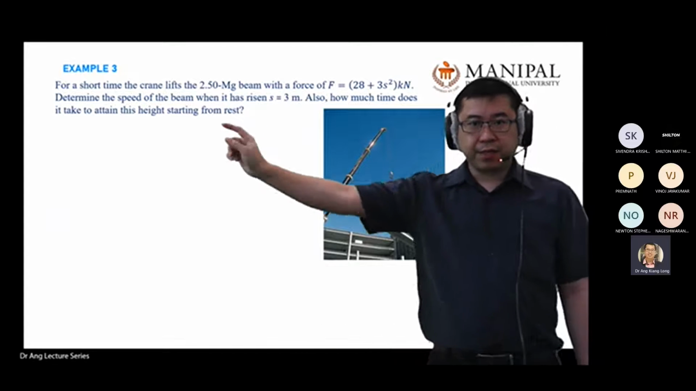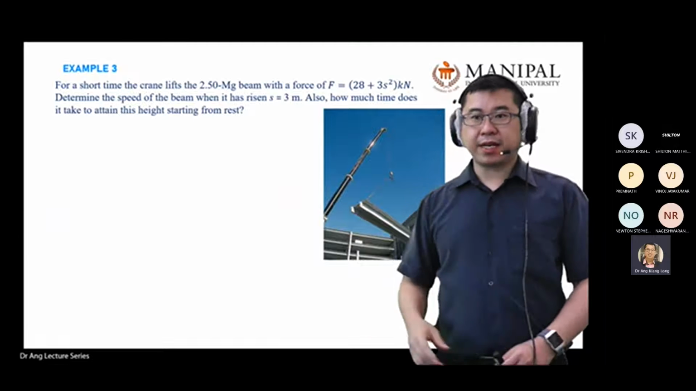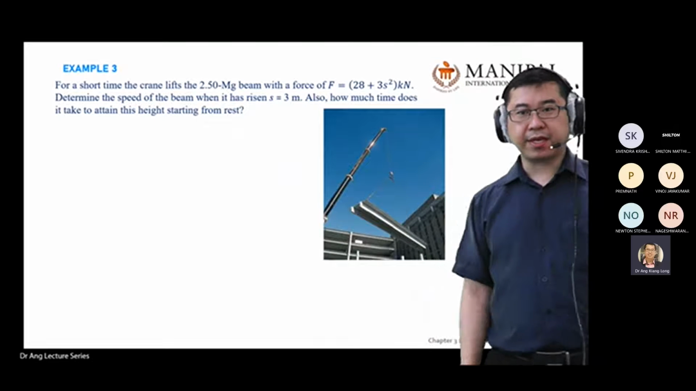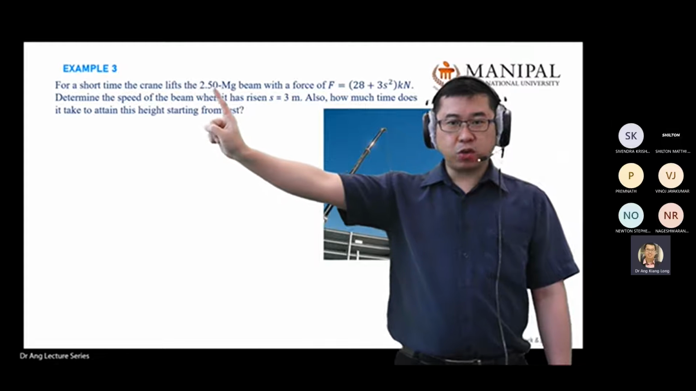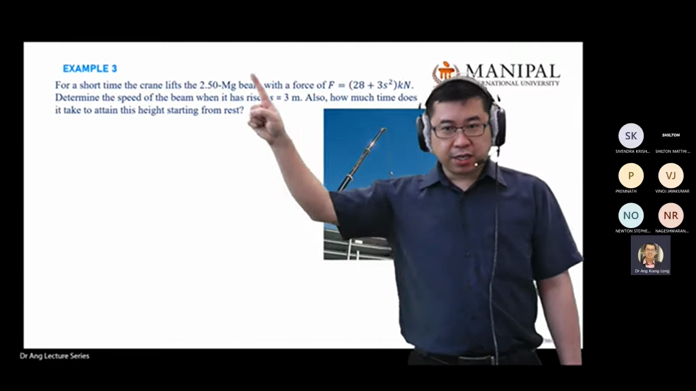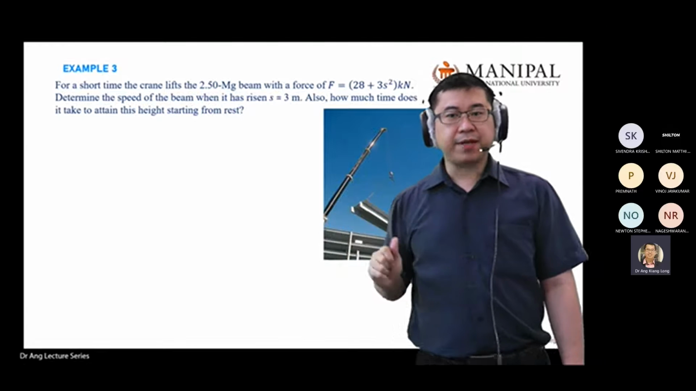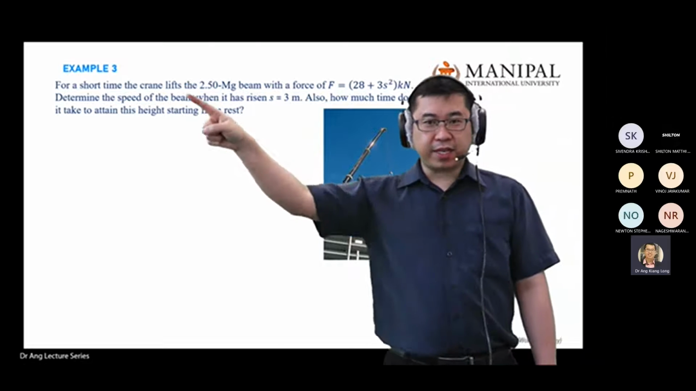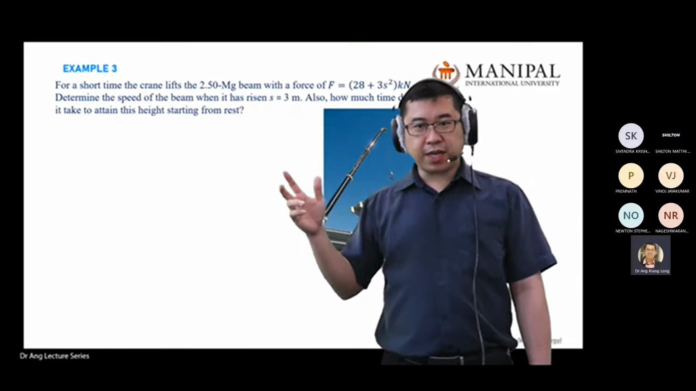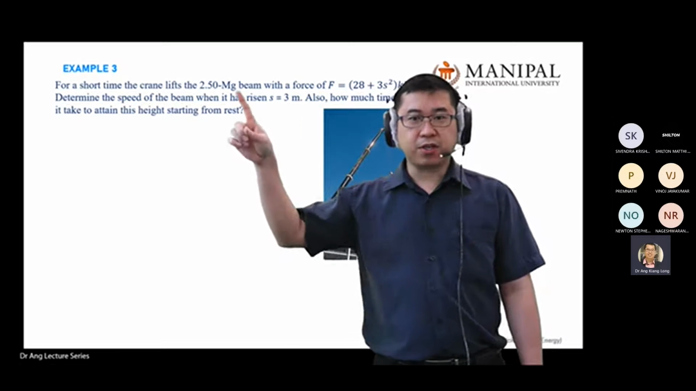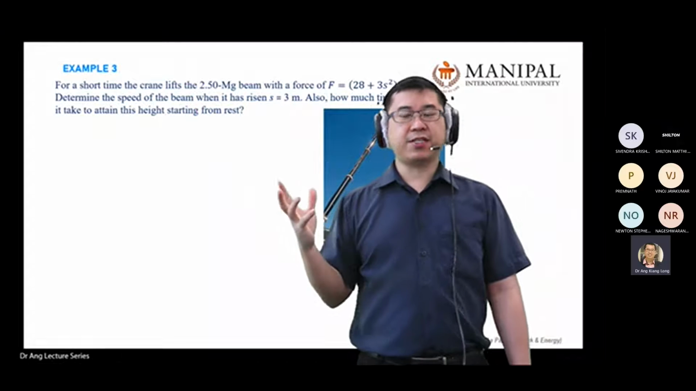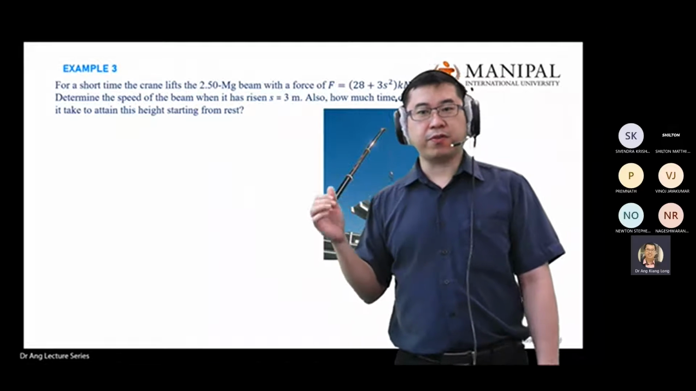For a short period of time, the crane lifts 2.5 megagram. This is not kilogram, this is 2.5 megagram. So you need to change the unit of mass into kilogram. When calculating in engineering dynamics, you need to use SI units. What is the SI unit for mass? It is kilogram, not megagram. You will see something like this in your test 2 or your final exam.